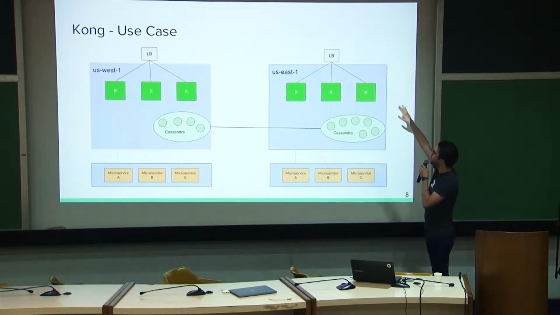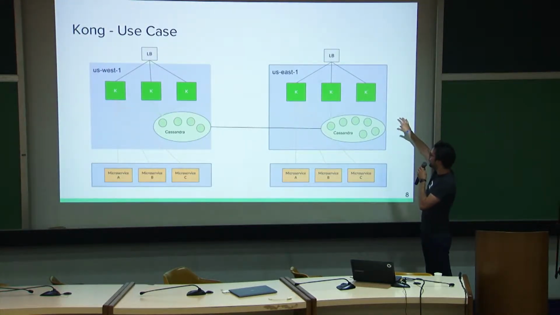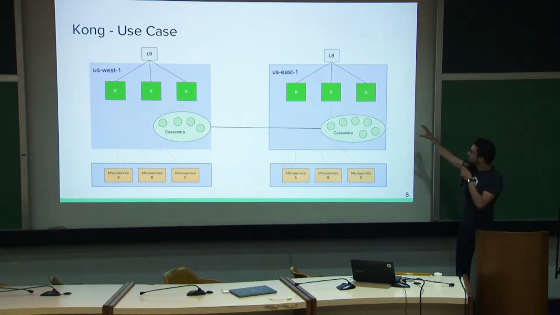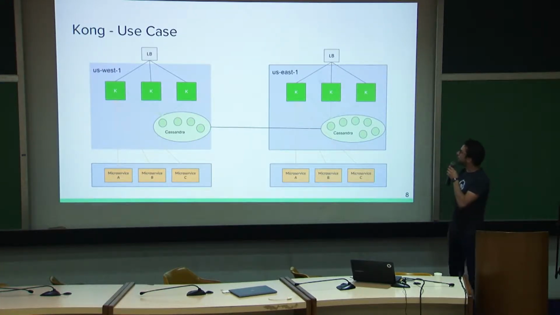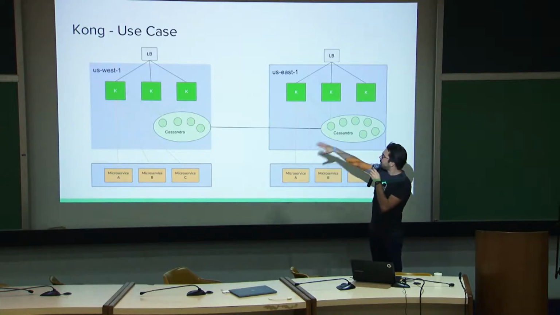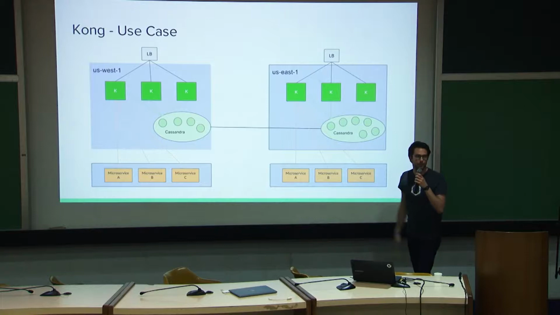You can think of a load balancer that is distributing your traffic across Kong nodes. Those Kong nodes talk to the local Cassandra data center to retrieve their configuration about where to proxy a request to an upstream service. Kong really is a reverse proxy, basically. And here, the way we replicate our infrastructure between different data centers is via Cassandra.